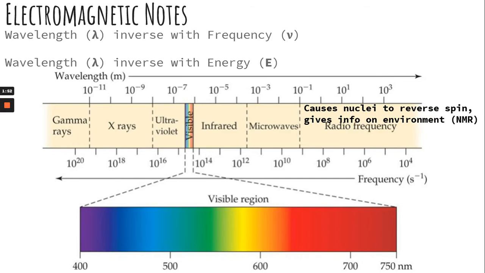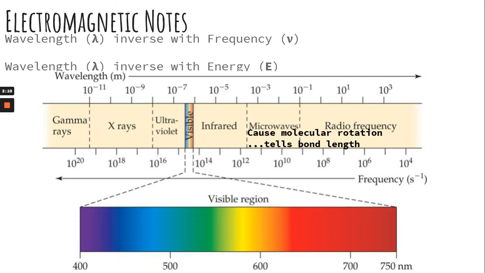If we were to shoot radio waves at a molecule, the radio waves would cause the nuclei to reverse their spin, which gives information about the environment. So it gives us the NMR, and we will talk about NMR later on. Now, microwaves are used to cause the molecular rotation, and that gives us information about the bond length. So microwaves are used to figure out bond lengths.